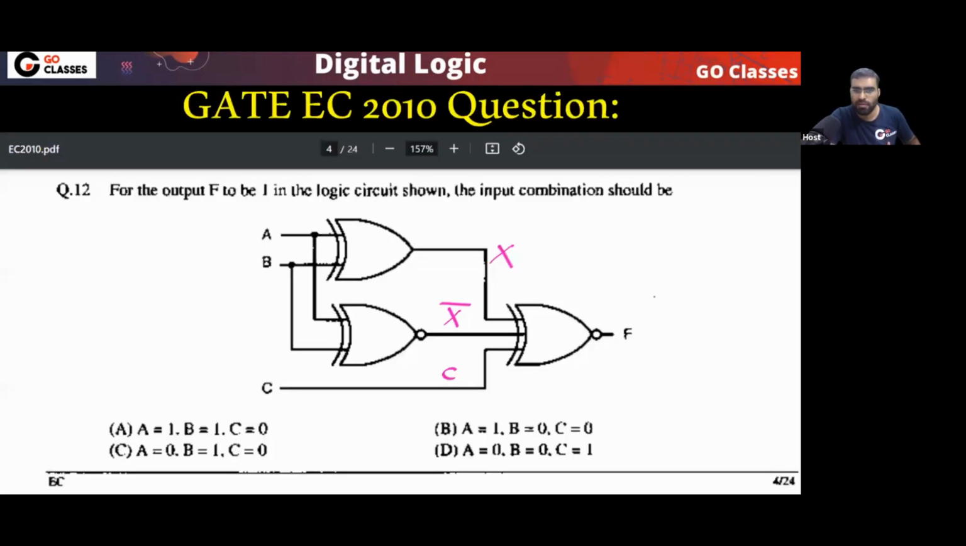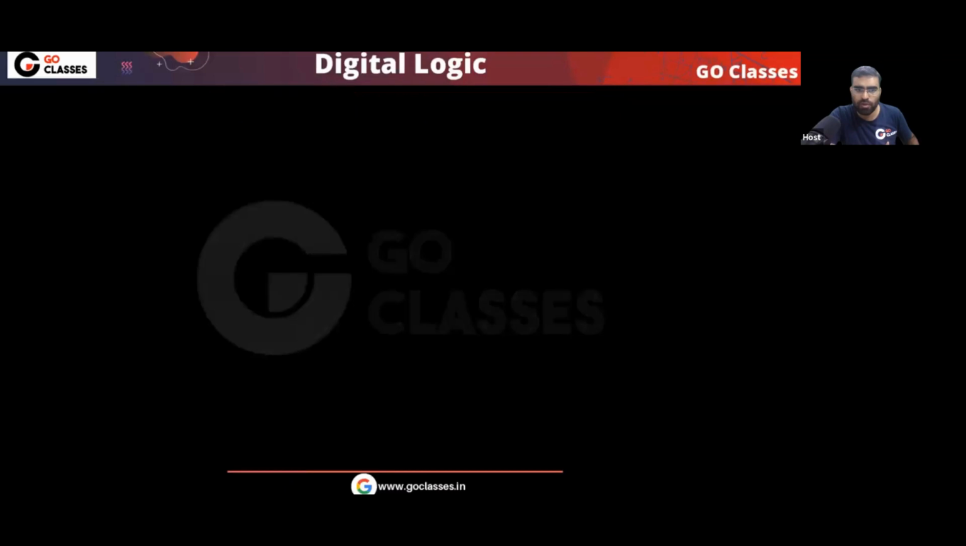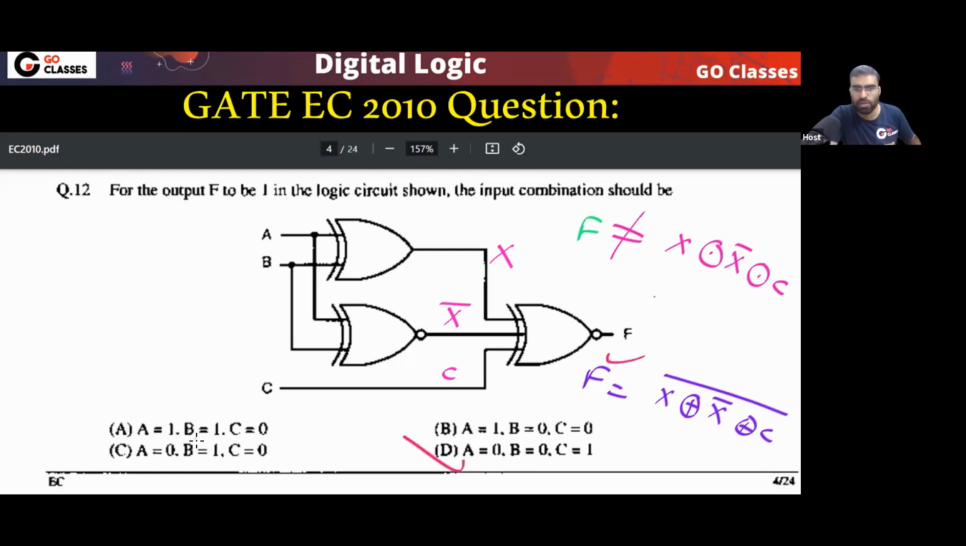This will be wrong. Okay, so please understand. In this question, if you do it like this, that will be wrong. I hope all these points are clear. Remember, this F is not equal to X XNOR X bar XNOR C. What is this F equal to? This F is equal to: first you take XOR, then you take the complement. This is correct. If you solve it, you will get the answer as option D.